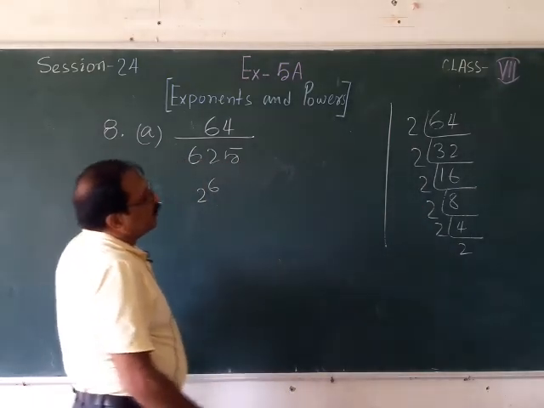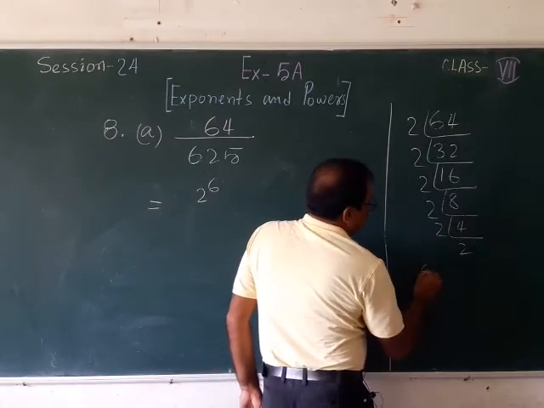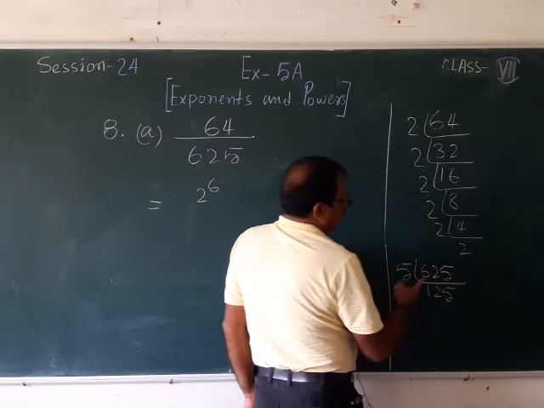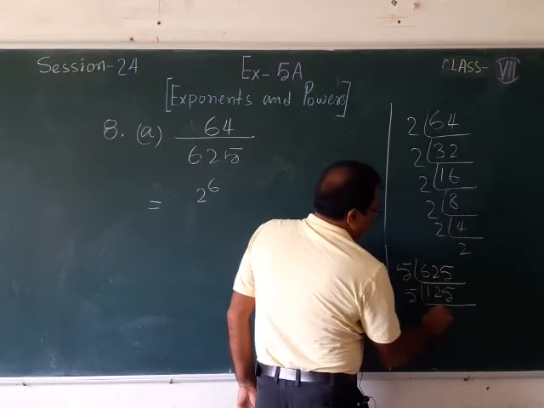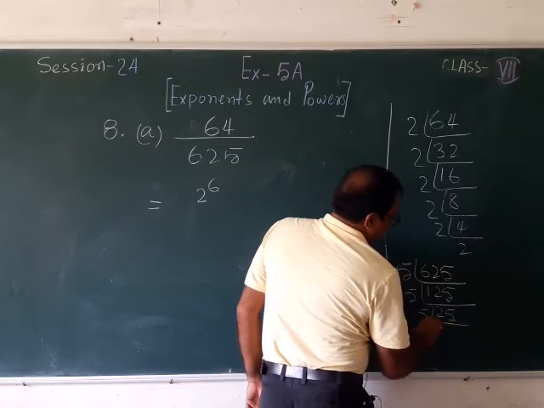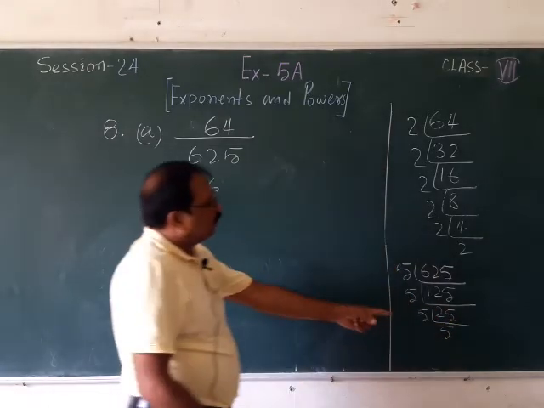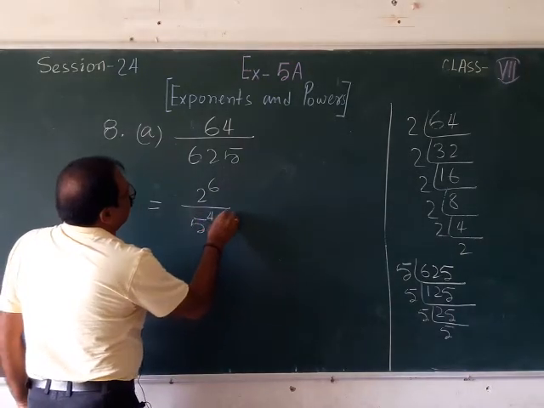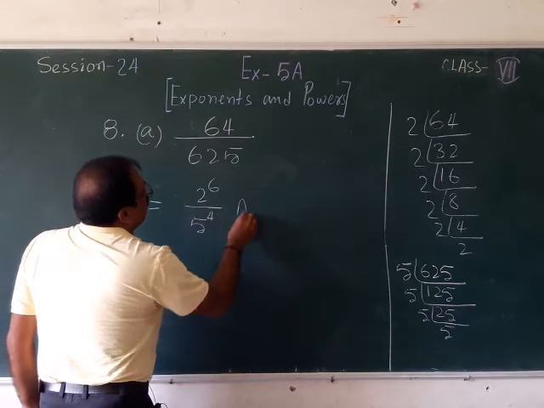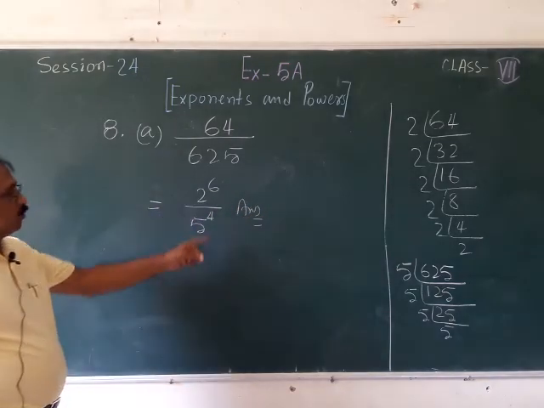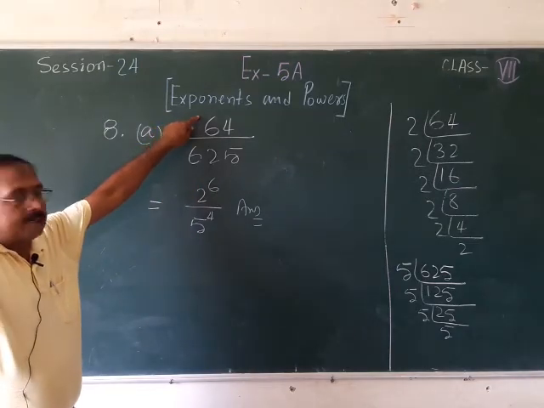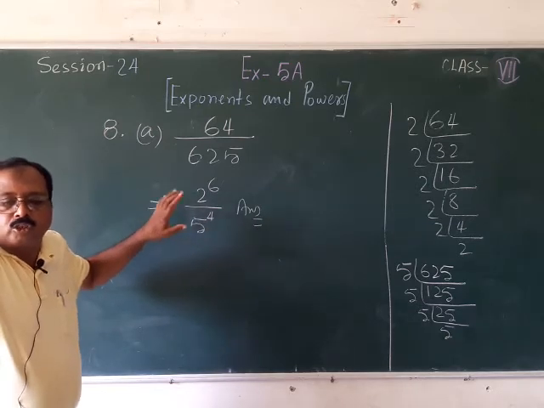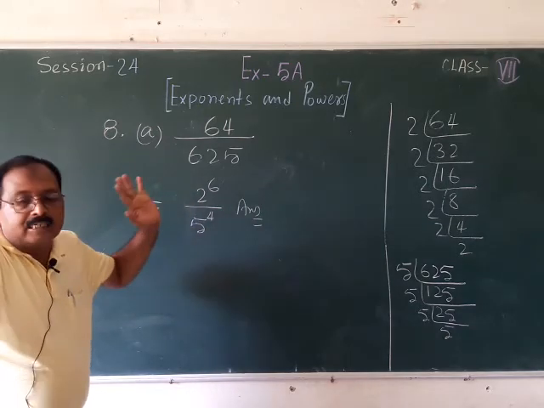Then another number is 625. For this also I am going to factorize it. By 5 I can divide 625, again by 5 I get 25, again by 5 I can divide it. So how many 5s are you having? Four 5s. So you can write 5 to the power 4. Now you can see that both the numbers, at the numerator and at the denominator, are written in exponential form. So in this way you can do 8a also.